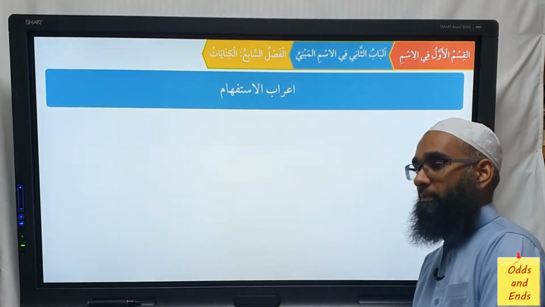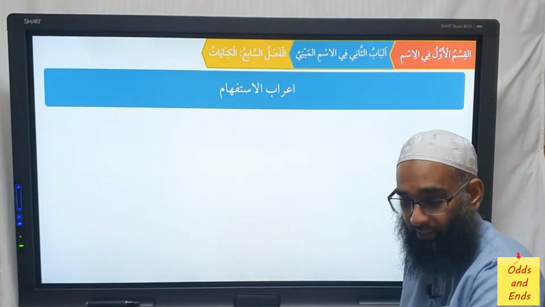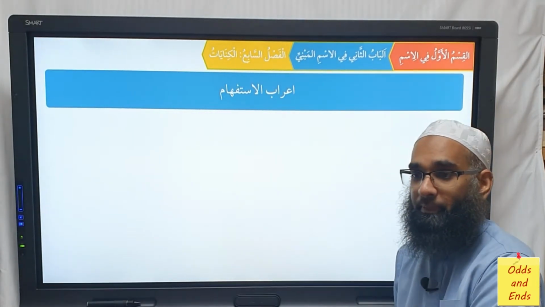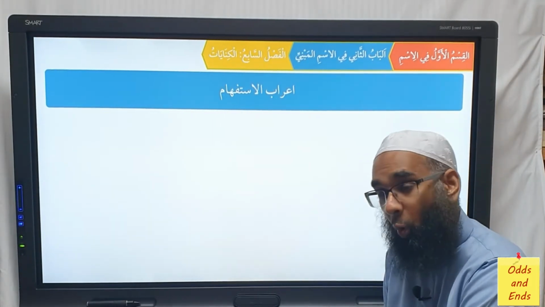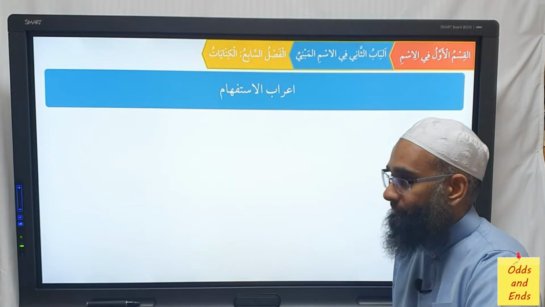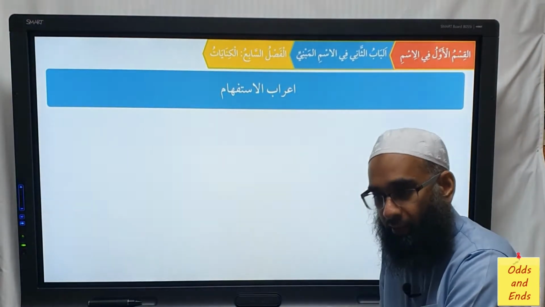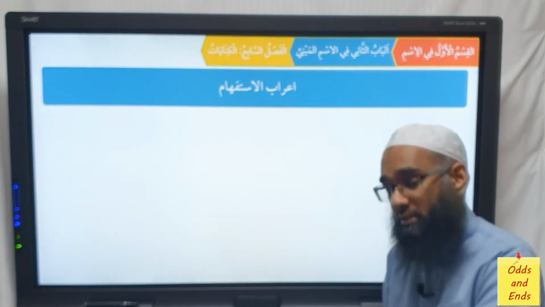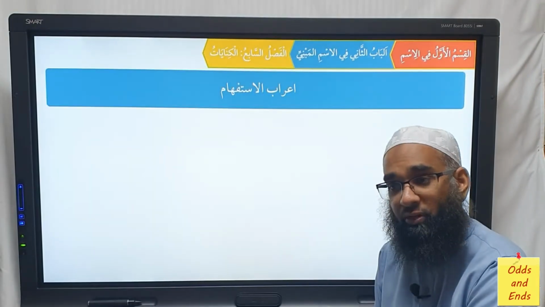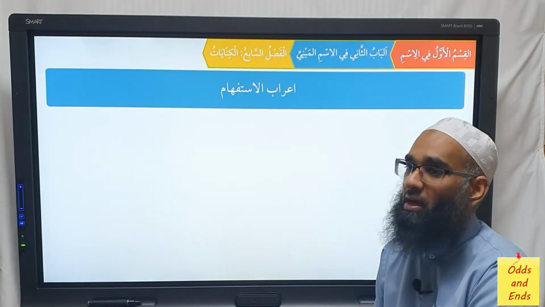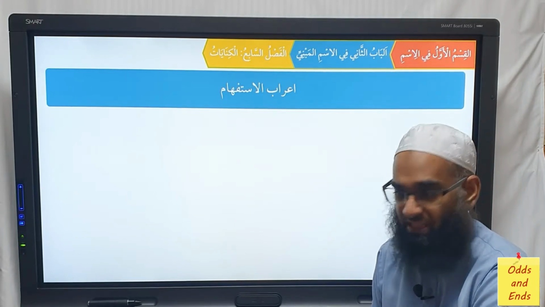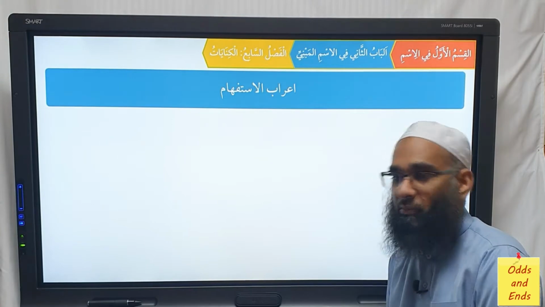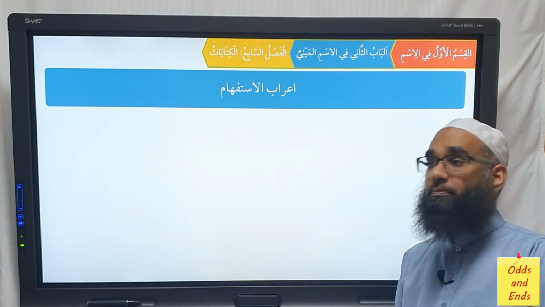Now in this section, the author discusses the I'rab of "come". How do you do I'rab of "come"? But it's not only for "come", it's for all Asma'ul Istifham. Now remember, there are two types of Istifham: Harful Istifham and Ismul Istifham. A Harful Istifham does not have any Mahallul I'rab. It's neither Mubtada nor Khabar, it's nothing. The Ismul Istifham must have an I'rab because all Ism have a Mahallul I'rab.